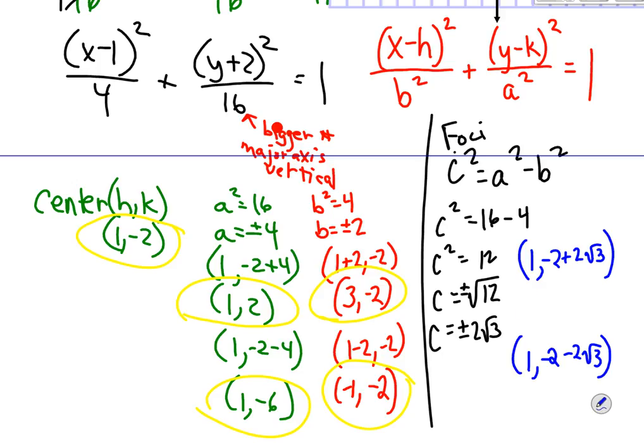And then for decimals, I'll just tell you what those are. 1 comma 1.46, or close to 1.5, and 1 comma negative 5.46, or about negative 5.5.